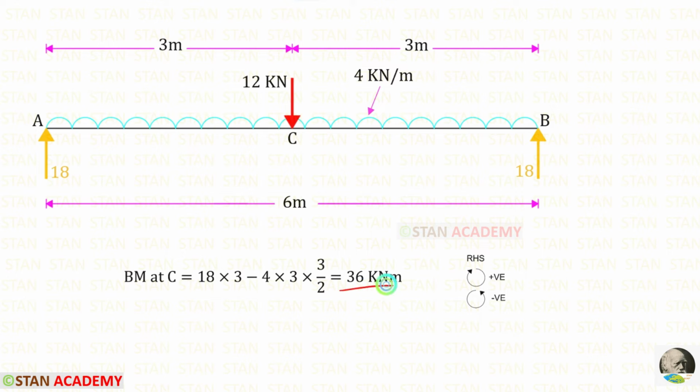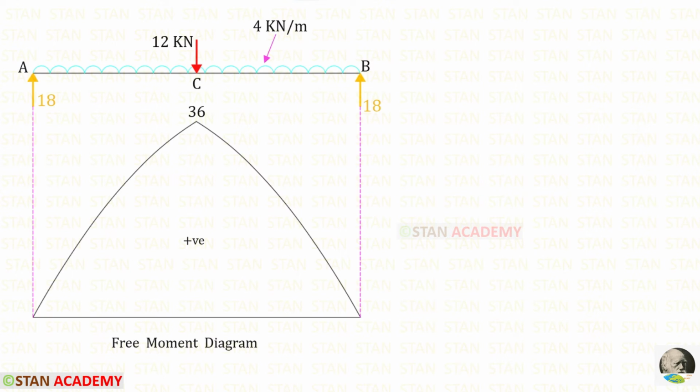Finally, we are getting 36 kilonewton meter. Then we can draw the bending moment diagram for the simply supported beam. We know that in the case of a simply supported beam, at the ends, the bending moment will be 0. At point C, we have found the bending moment 36. Since we have a uniformly distributed load for the whole span, the bending moment diagram should be in the shape of a parabola. This diagram is called the free moment diagram.